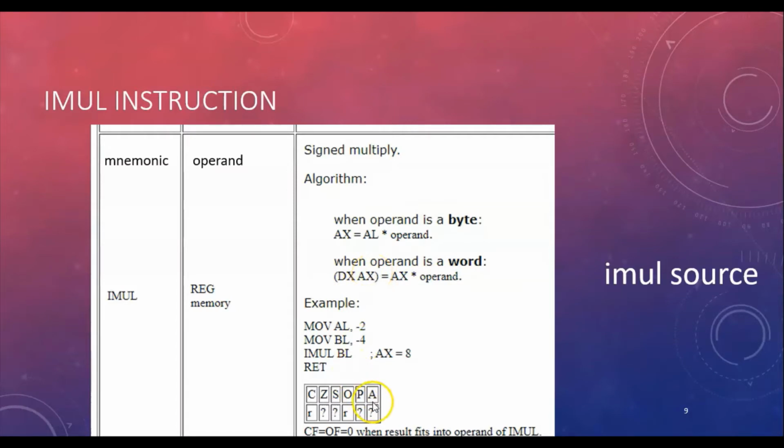Then look at the flags. The C and O flags, carry and overflow flag, are equal to 0 when the result fits into the operand of IMUL. It means that if the result fits into the operand of IMUL, they will be equal to 0, and the rest are just random values. So we will use this instruction for the example.